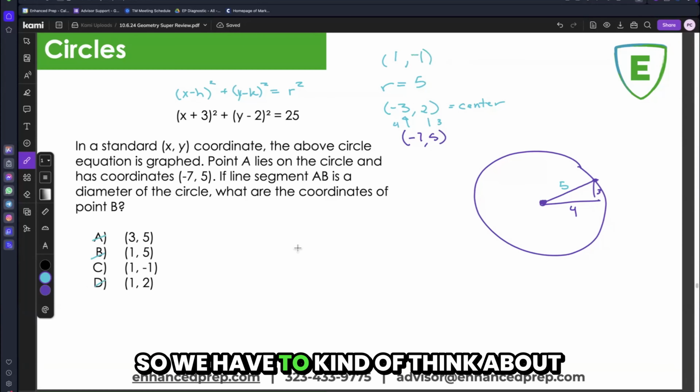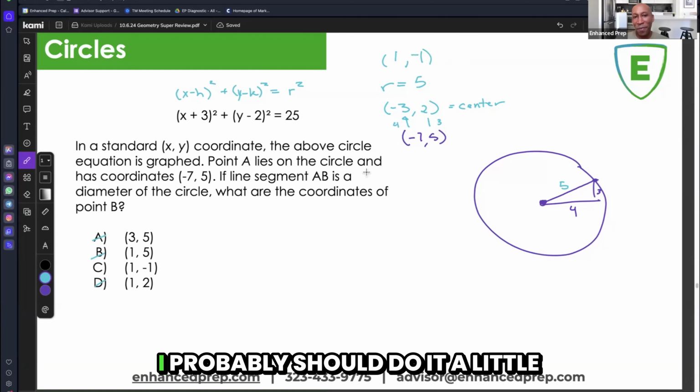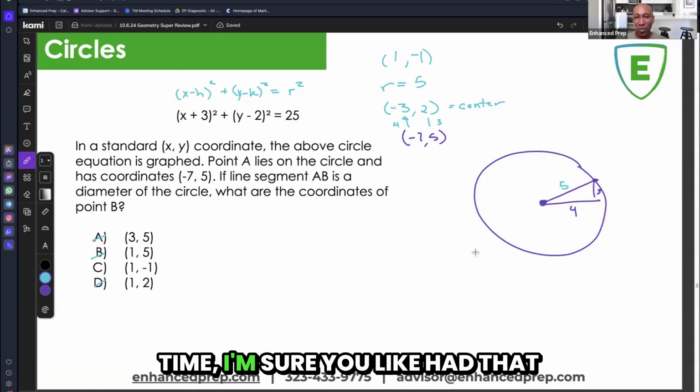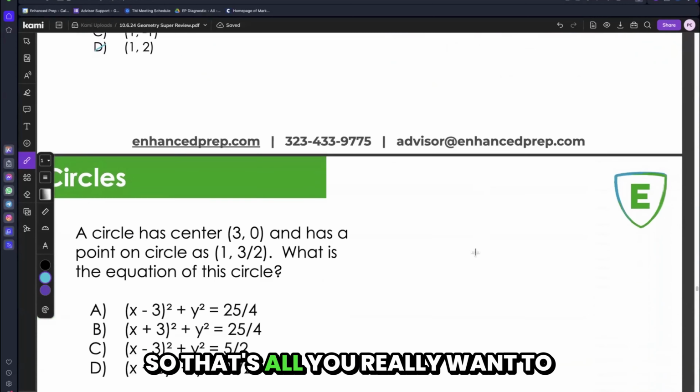We have to think about it, but always draw out your picture. I probably should have drawn it a little bit with the actual numbers so that you could see it, but just for time, sure you had that concept. So that's all you really want to think about with these.